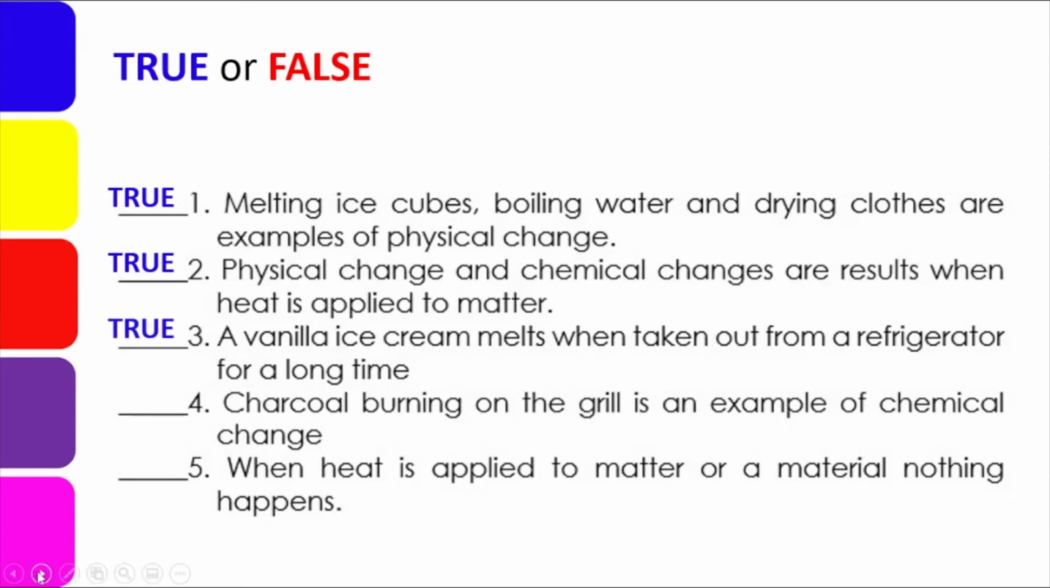For number 3, it is also true because a vanilla ice cream melts when taken out from a refrigerator for a long time. Totoo naman yon. Number 4 naman is true din because charcoal burning on the grill is an example of chemical change. Why? Because nandun yung init and after mong gamitin or sunugin yung charcoal, hindi na siya maibabalik sa dating charcoal and at the same time, meron kang mga bagong product tulad ng usok at abo. And for the number 5 question, it is false. The only false in our activity because when heat is applied to matter or a material, of course, may pagbabagong mangyayari. So, this one is false.